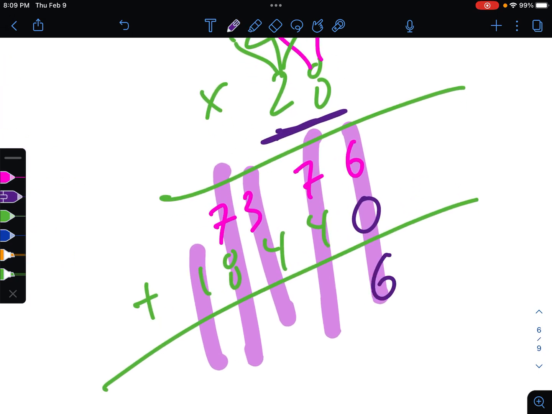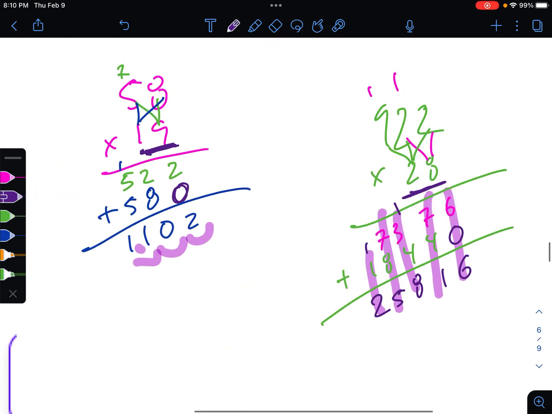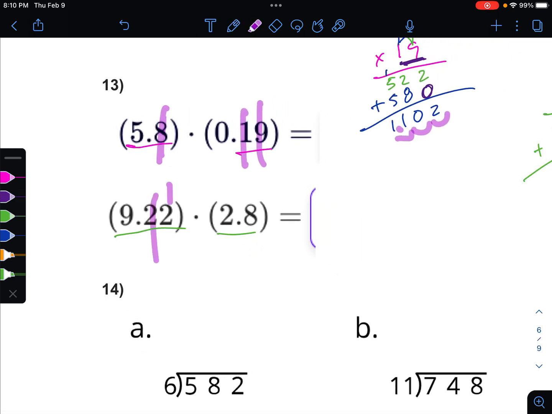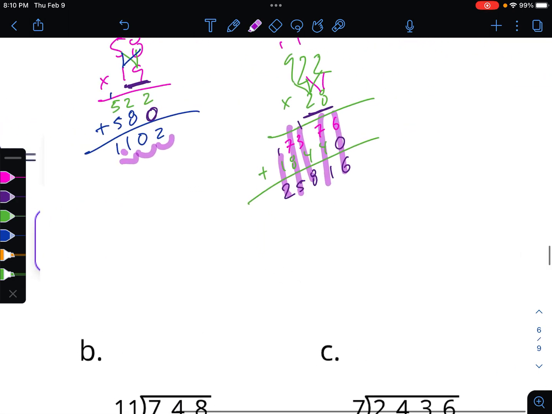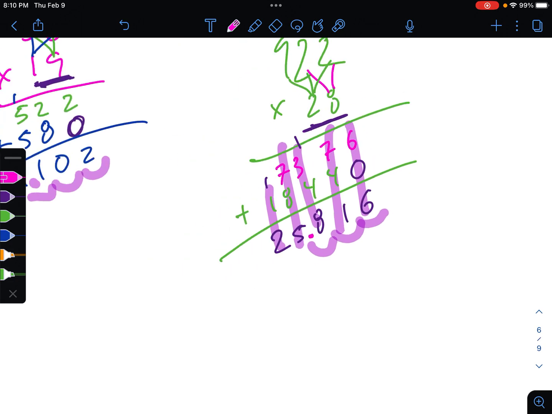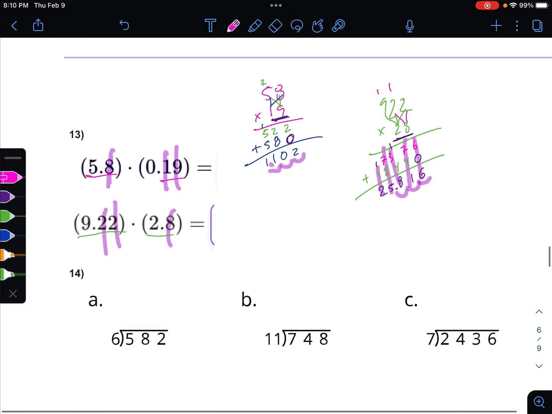6 plus 0 is 6. 7 plus 4, 11. 4, 3, 1 is the 8. 7, 8 is a 5 with the 1. 25,816. That seems a little high. Oh, because I forgot the place values. Let's get those place values. 1, 2, 3. 1, 2, 3. It's right there. 25.816.